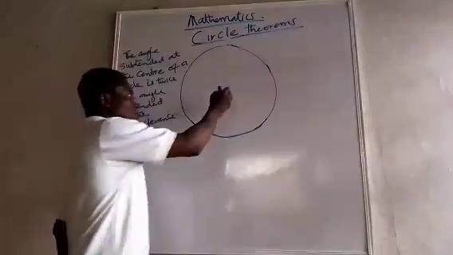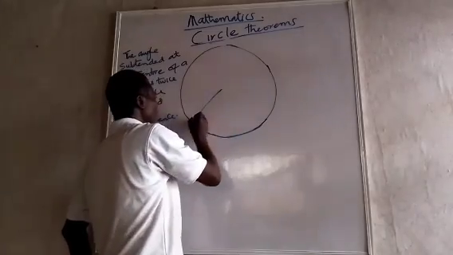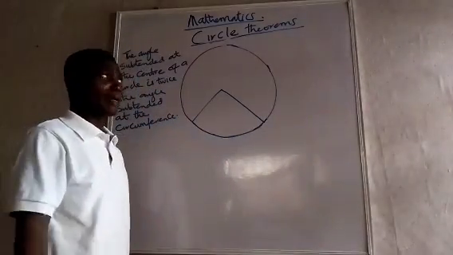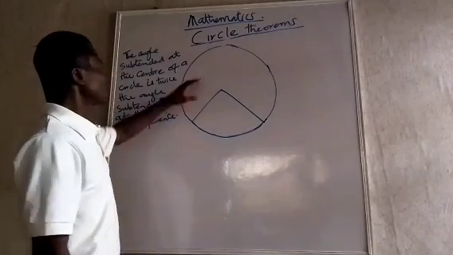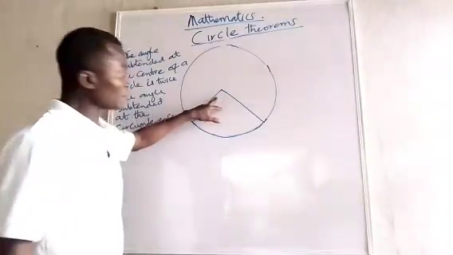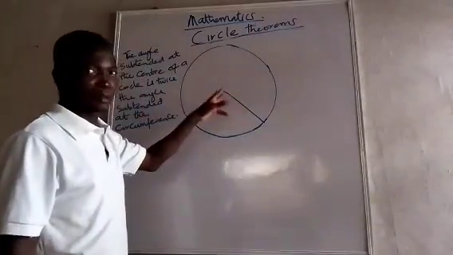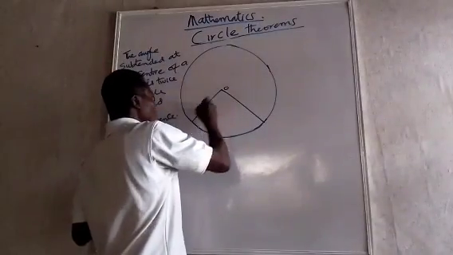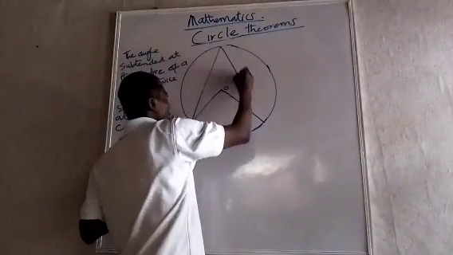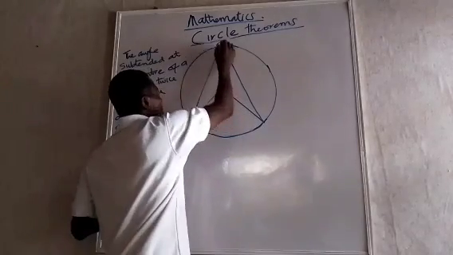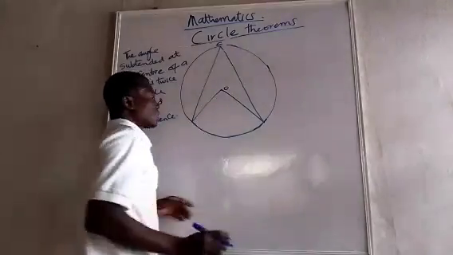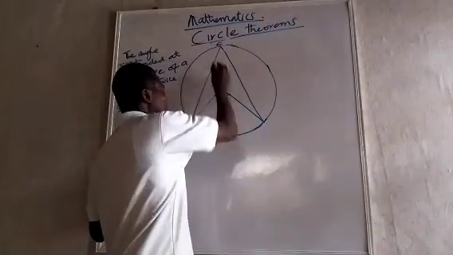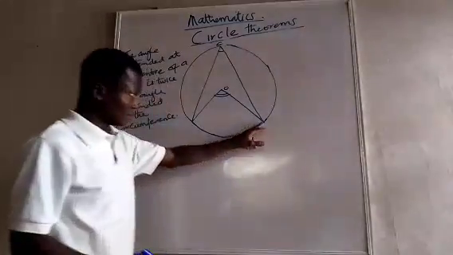We know that in a circle, the distance from the center to the circumference is always equal. And the first theorem I would like to talk about is about the relationship between the angle at the center and the angle at the circumference. The angle at the center, this is the center O, and this is the circumference C. So, it is observed that the angle here will be twice the angle at this place.